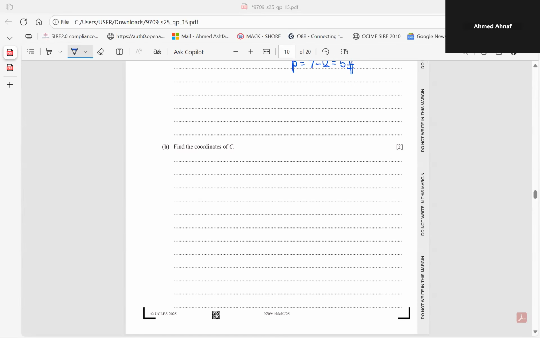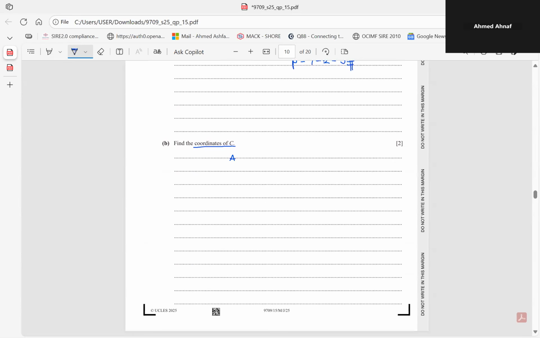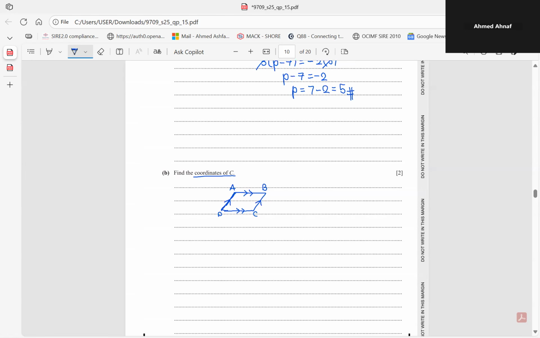Okay, so now for this part, we're going to have to find the coordinates of C. To do this, let's sketch the parallelogram. So it's A, B, C, D. Yep, this is our parallelogram. As we can see, AB is parallel to DC, and BC is parallel to AD. So we can use this property to find the coordinates of C.